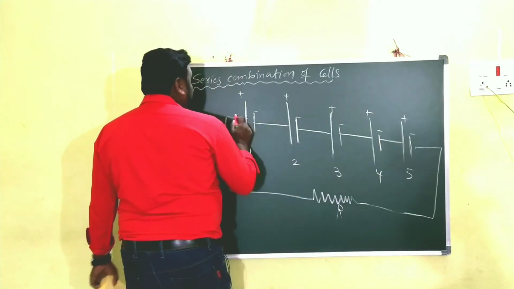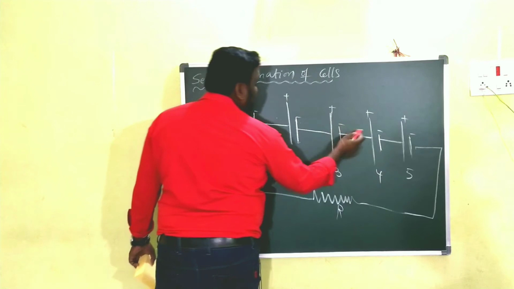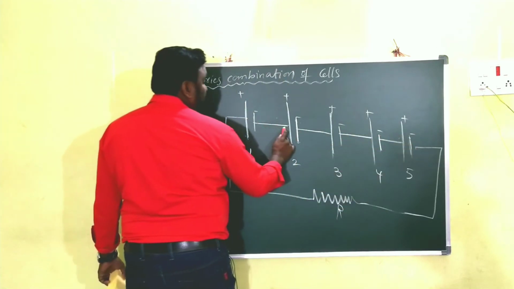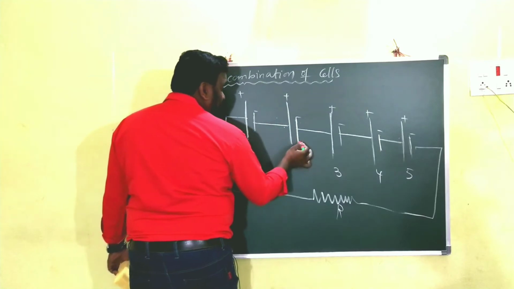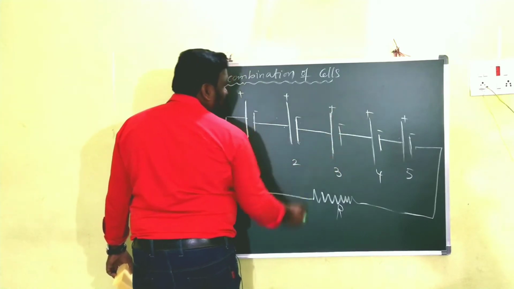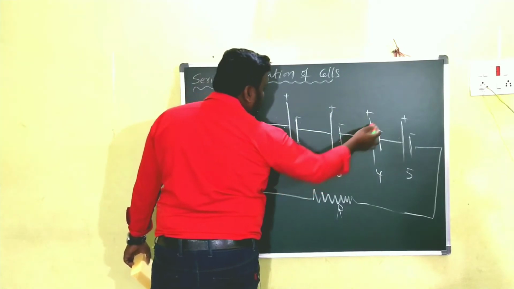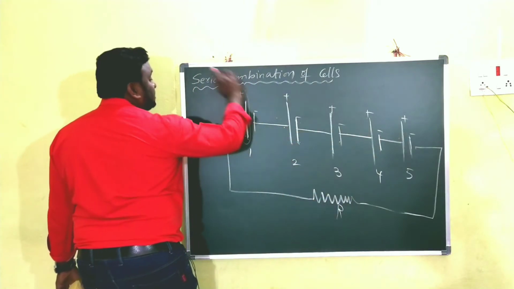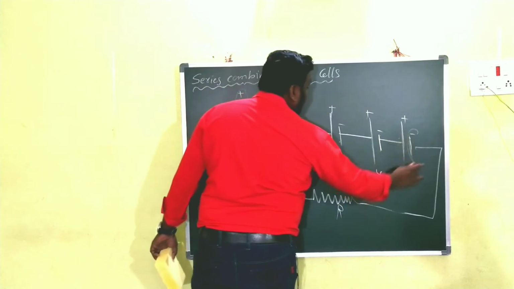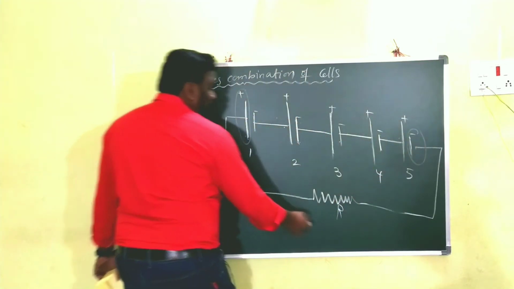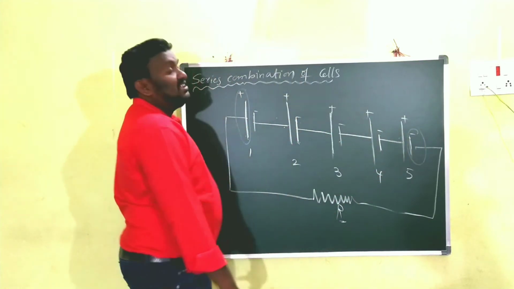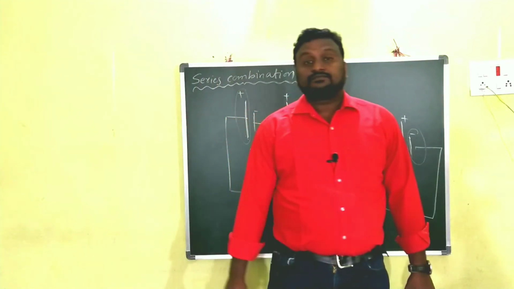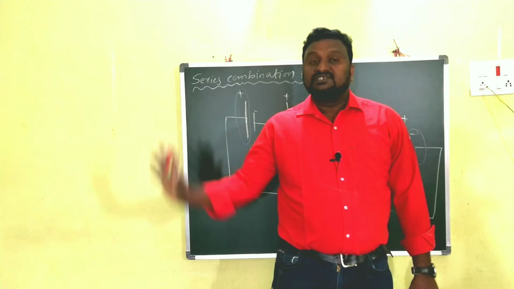Positive, negative, positive, negative, positive, negative, positive, negative, positive, negative. The negative of the first cell is given to the positive of the second one. The negative of the second cell is given to the positive of the third one, and the negative of the third cell is given to the positive of the fourth one, and so on. Finally, what do you have? The positive of the first cell and the negative of the last cell. In between these two, you give some external resistance. This type of combination is called a series combination of cells.